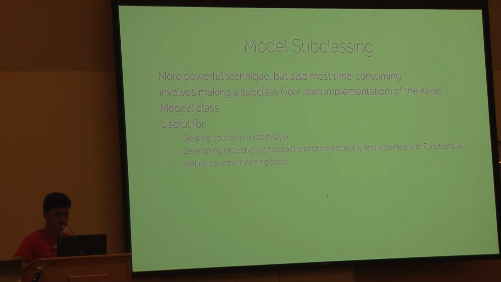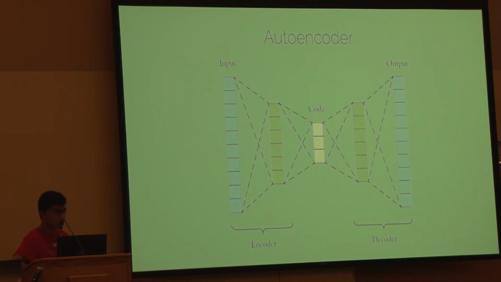Like I said, you can write your own custom layers, you can develop certain networks with branching that's hard to do with the functional API, which we'll cover in the next one, and your own training loops. I guess you can't see this, but the exercise we're going to cover is autoencoders. Do you know what autoencoders are? Anyone? Okay, it's basically a data compression algorithm, specifically feature compression. What we're trying to do is go from an input object of a certain feature space, maybe an image, like we did in MNIST.